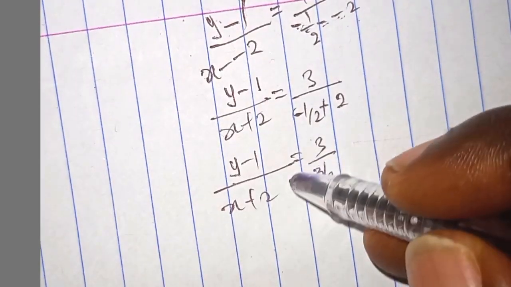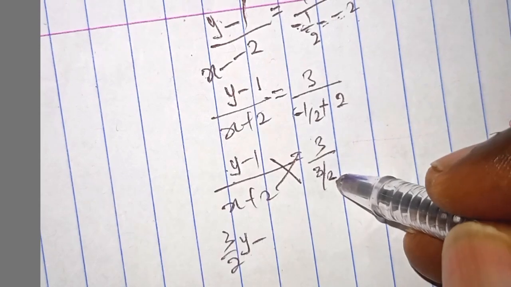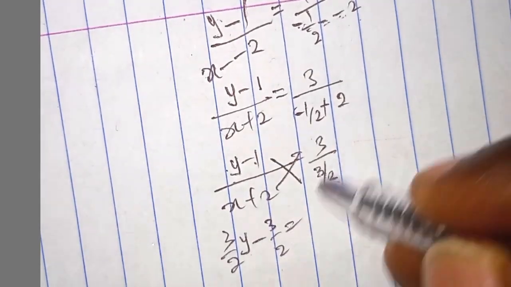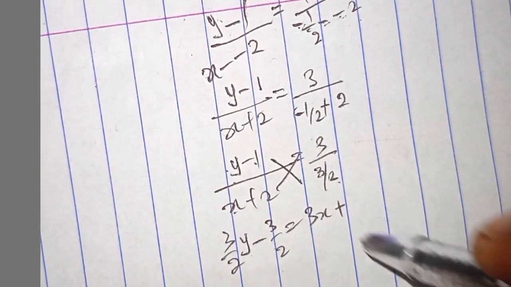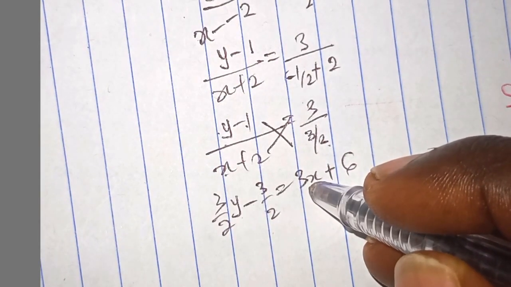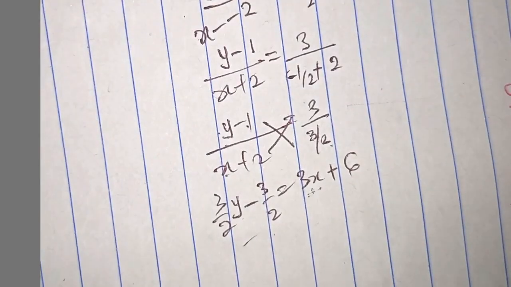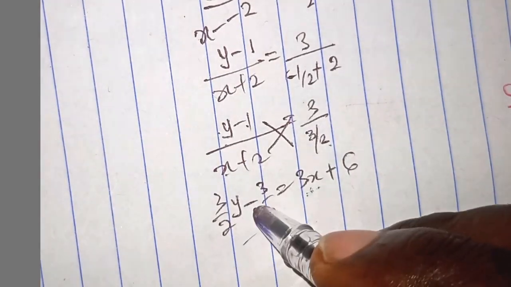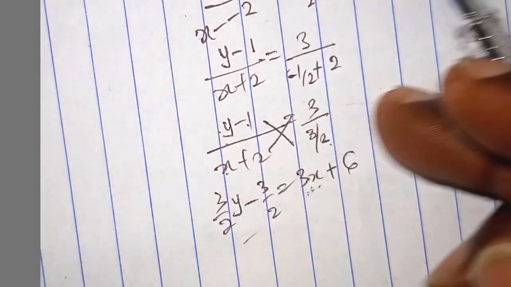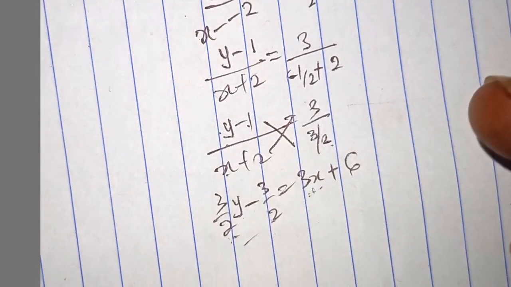So I'll cross multiply like this now. So 3 over 2 will come here and multiply this one. 3 over 2 y minus 3 over 2 times 1. 3 times x, 3x. 3 times 2, 6. Let me just leave it the way it is. Now you see that to make this very, very fast, you're going to use 2. Just use 2 and multiply everything, because there's a fraction here.